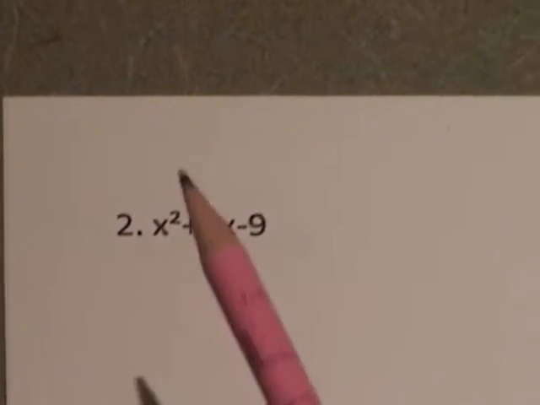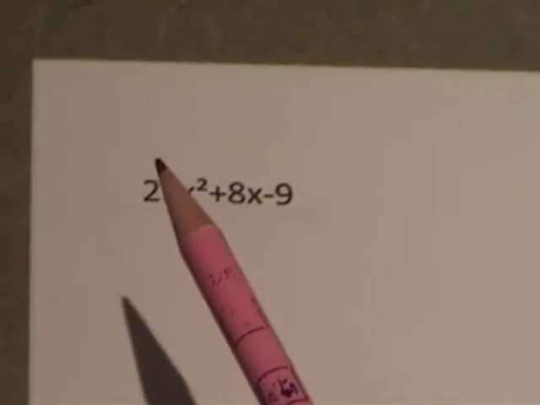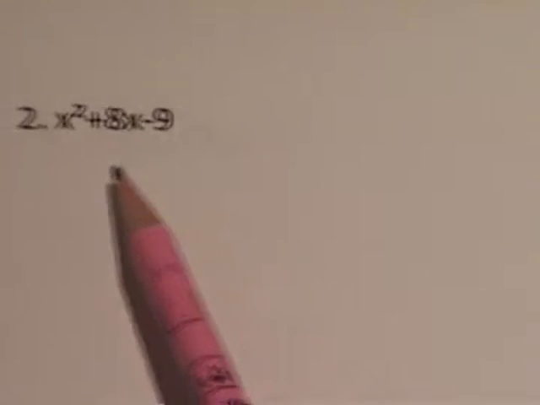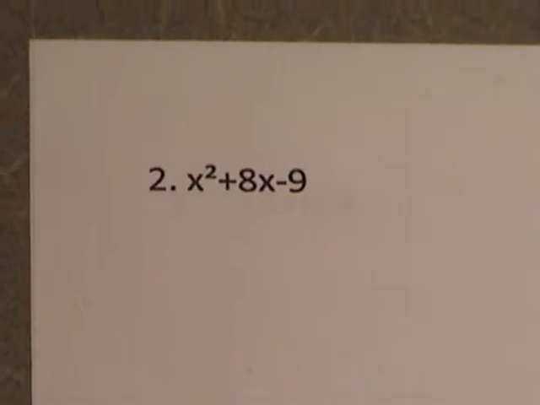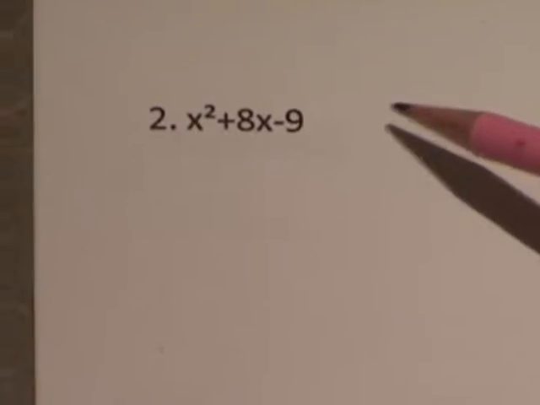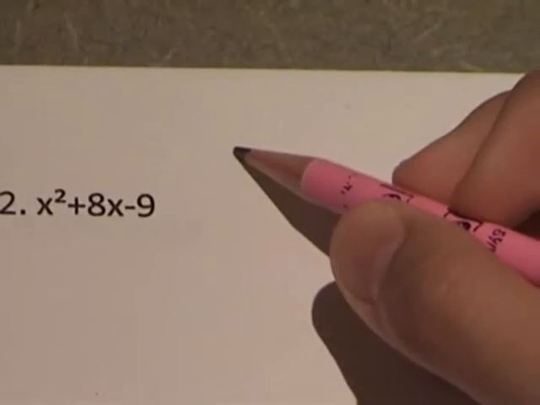Now for this problem, it cannot be solved using finding the square root because it's not a perfect square trinomial. However, it can be solved using the other methods. Now I'm going to graph by hand this time.